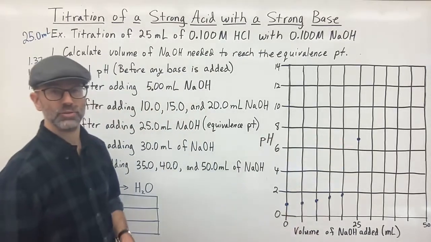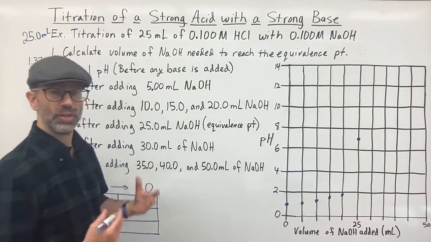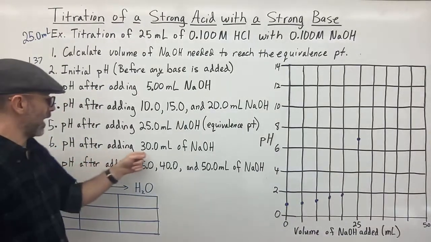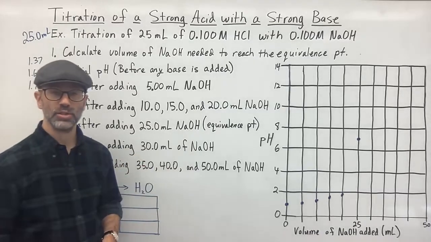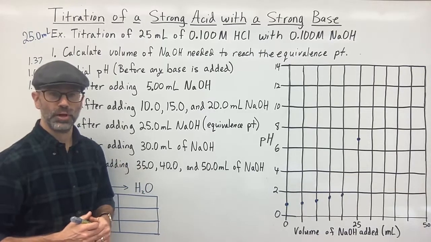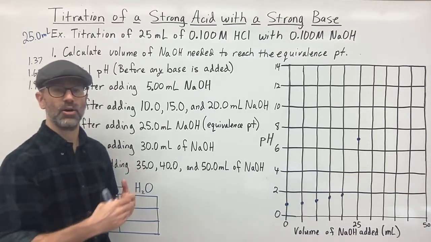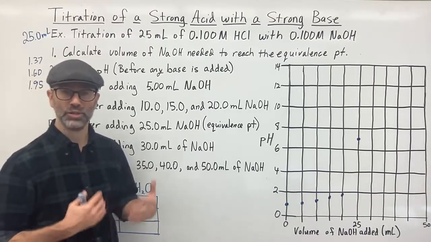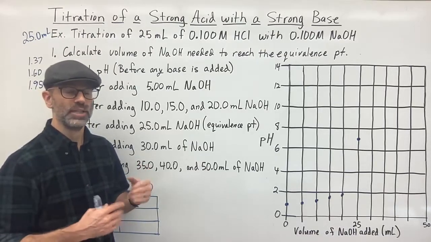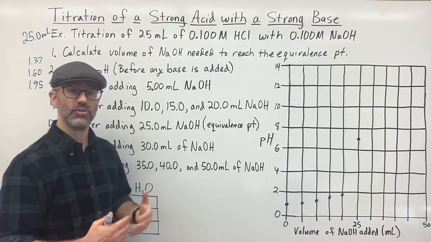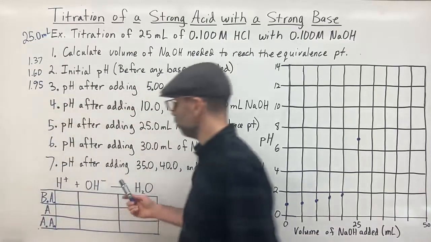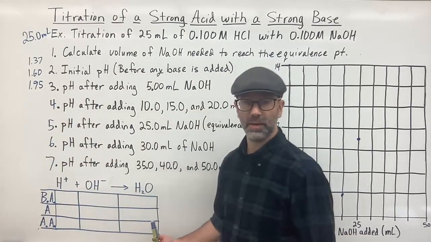So we have two more things to look at. The next one is to calculate the pH after adding 30 milliliters of NaOH. At this point, we're beyond the equivalence point, so anything we add now is going to be excess OH minus. So we're dealing with a strong base after the reaction. So again, we can do our table again.